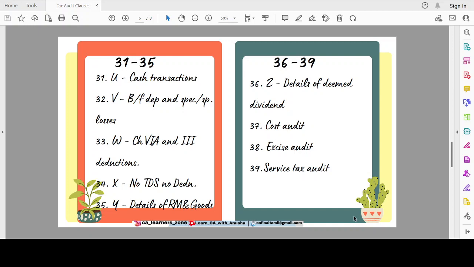It said, who is going to get lastly paid in any company? Who is going to get lastly paid in any company? The equity shareholders. What is the payment? Dividend. So that is details of deemed dividend. Details of deemed dividend. Let's revise.